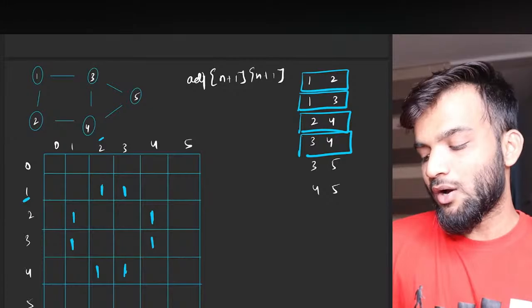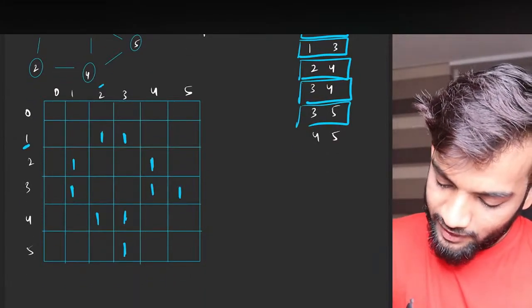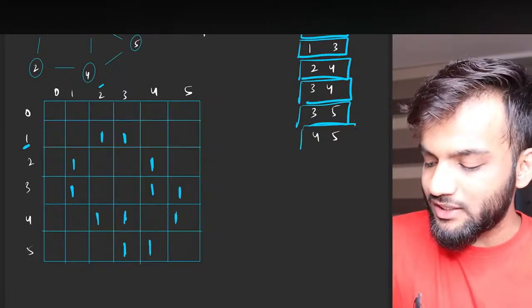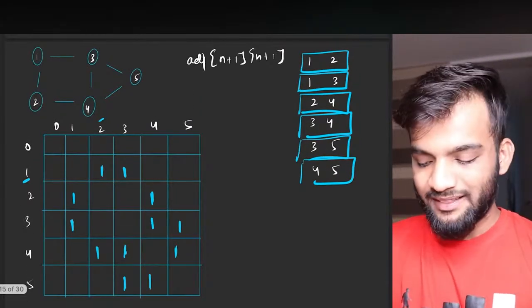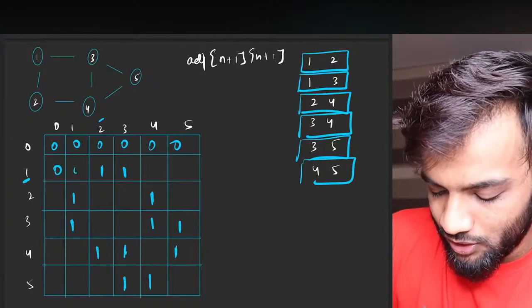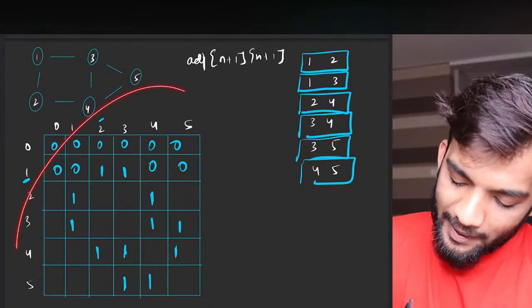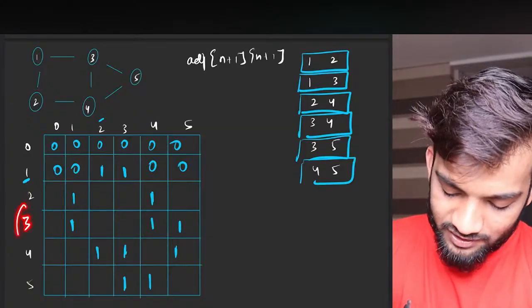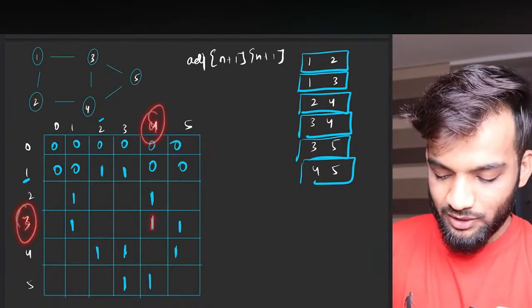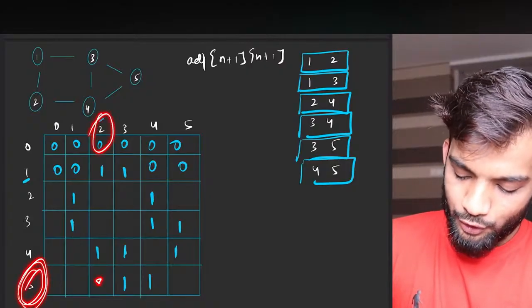So in this way, you can mark all these edges, like 3 and 5, 5 and 3. Next, 4 and 5, 5 and 4. So all these edges are marked in the adjacency matrix. Now all the remaining entries will be filled with zeros, or you can just leave them. So this matrix will tell you, if you want to check if there's an edge between 3 and 4, yes there is. If there's an edge between 4 and 2, yes there is. Is there an edge between 5 and 2? No, there is no edge.